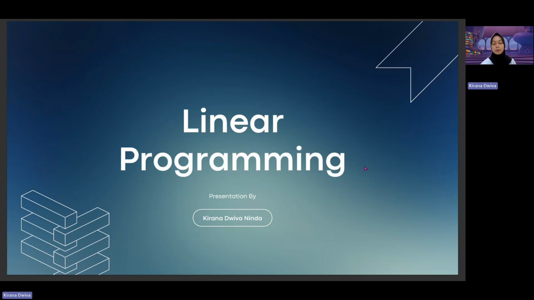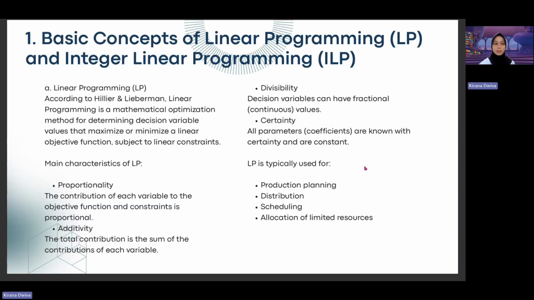My student ID is 241093105. We'll present the material of Operational Research 1 about linear programming. The first one, basic concept of linear programming and integer linear programming. For linear programming, it's a mathematical optimization method for determining decision variable values that maximize or minimize a linear objective function subject to linear constraints.